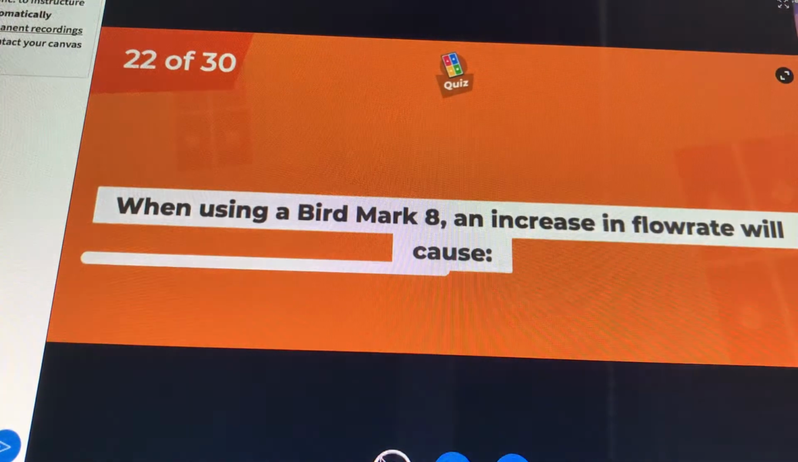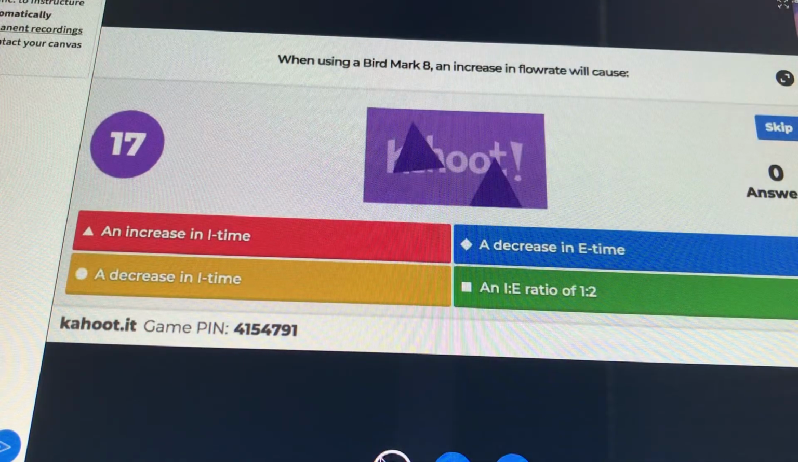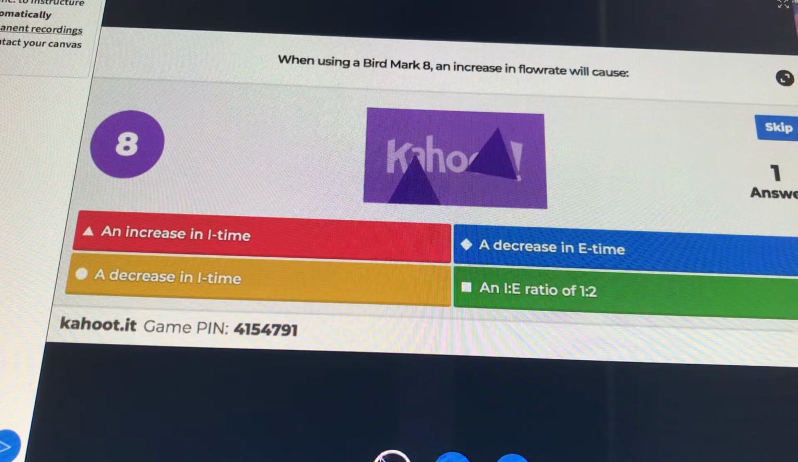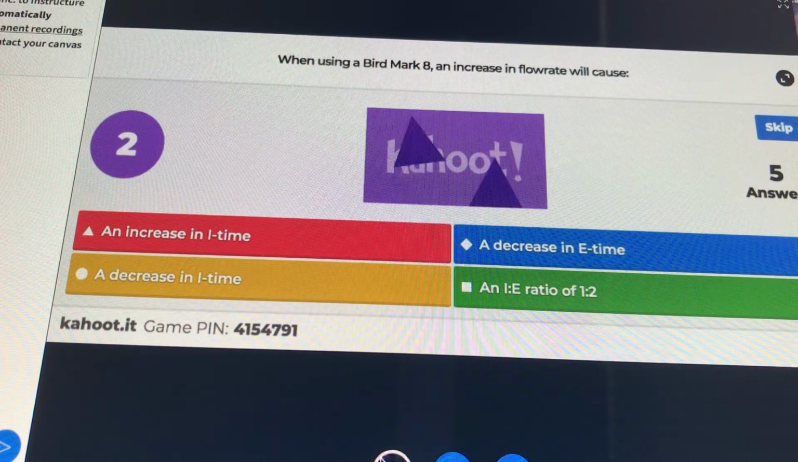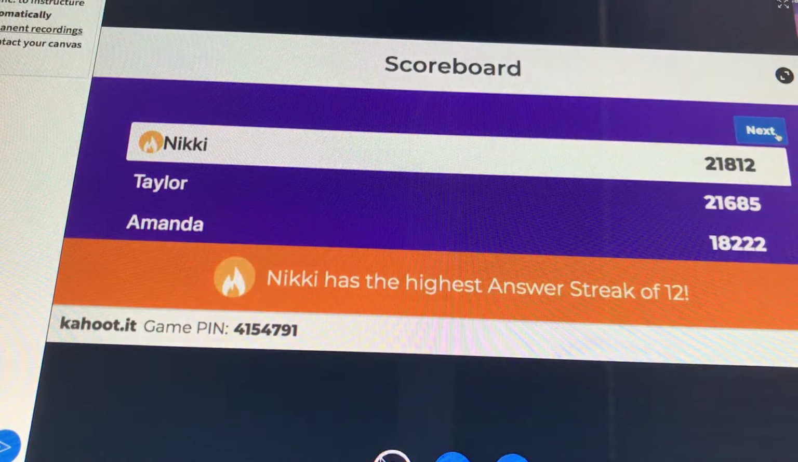Okay, when using a Bird Mark 8, an increase in flow rate will cause a decrease or shortening of the I time by making the flow faster.